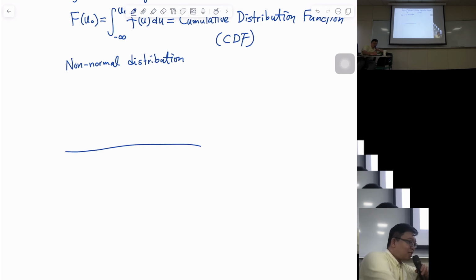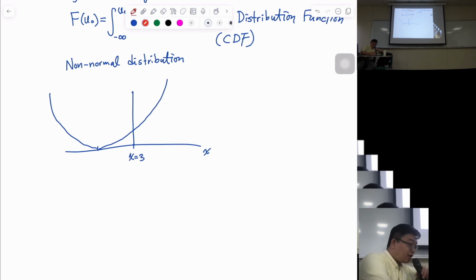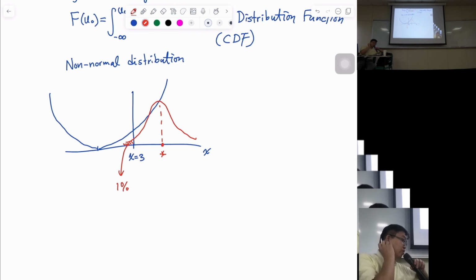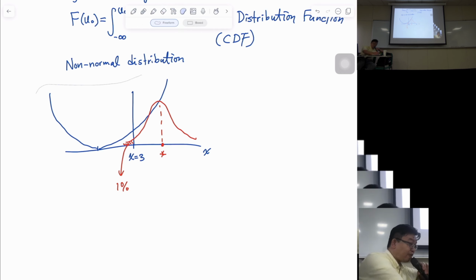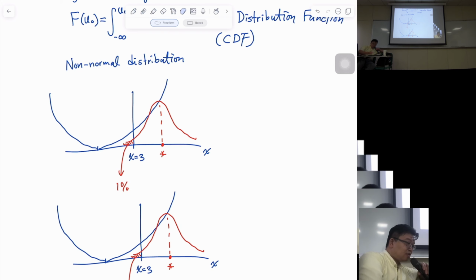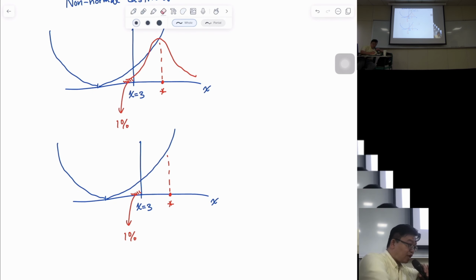So let's say here's my x, and my objective function is like this, and here's x equal to 3. So now, if I'm dealing with a design variable which is normally distributed, the goal is to make sure this is only 1%. Then that would be my optimal. This is the problem that has normally distributed uncertainty. But when you have non-normal distribution, what's going to happen?